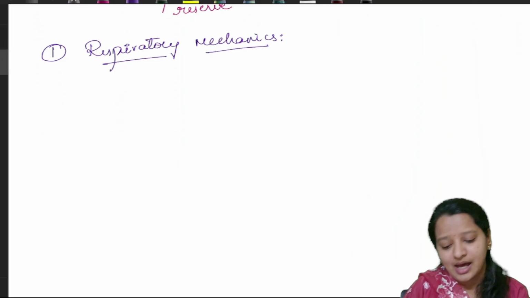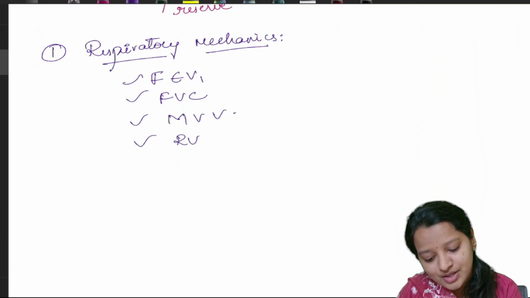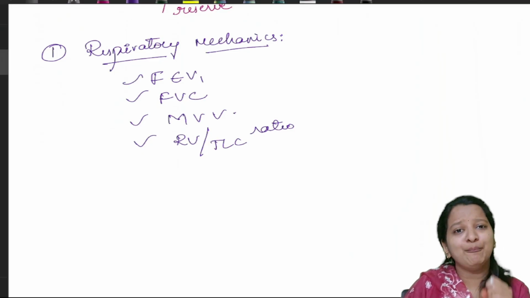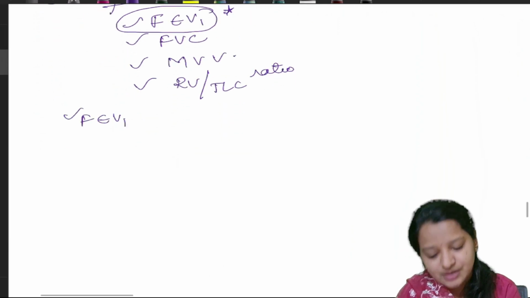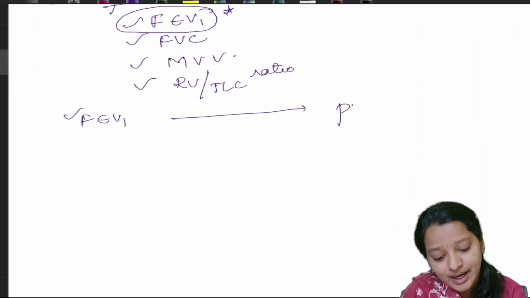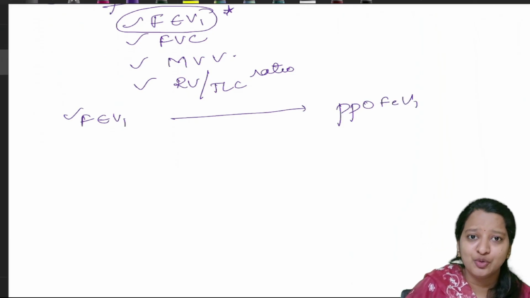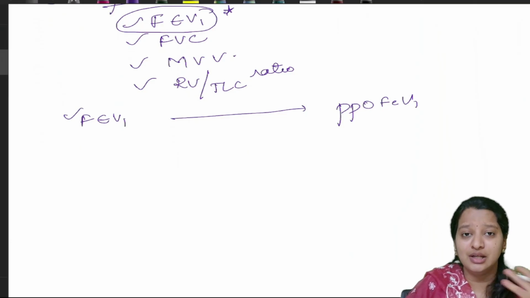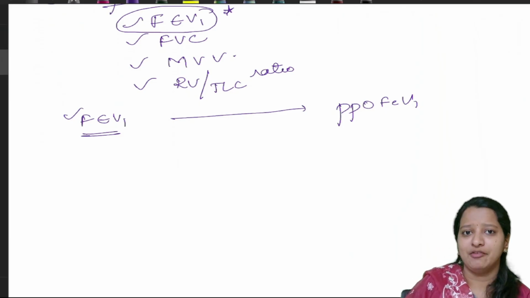Okay, in the respiratory mechanics, what we'll see? FEV1, FVC, maximum voluntary ventilation, residual volume by TLC ratio, everything this we have already seen in the pulmonary function test. Okay, the main important is your FEV. So first we have to know the FEV1 of the patient. And next we have to predict the post-operative FEV1 also. Then only we can know the prognosis or what we have to do post-operatively, whether we have to extubate the case or whether the patient will be ventilator dependent or whether the surgery is really useful to the patient or not. Okay. So first we'll know the FEV1 and we'll predict the post-operative FEV1.